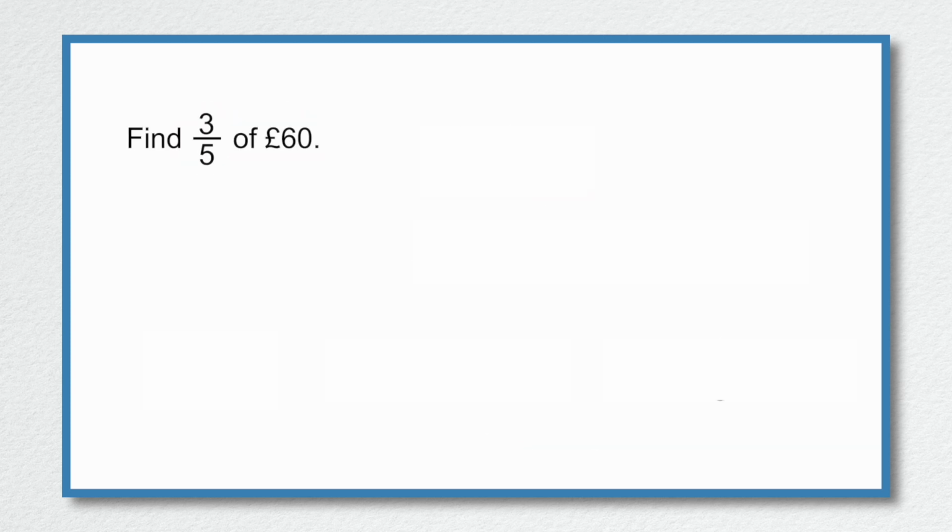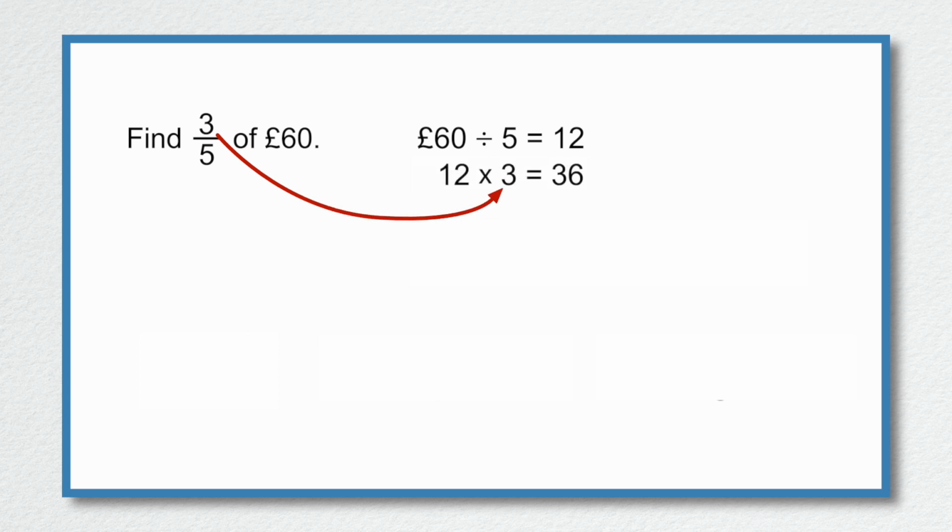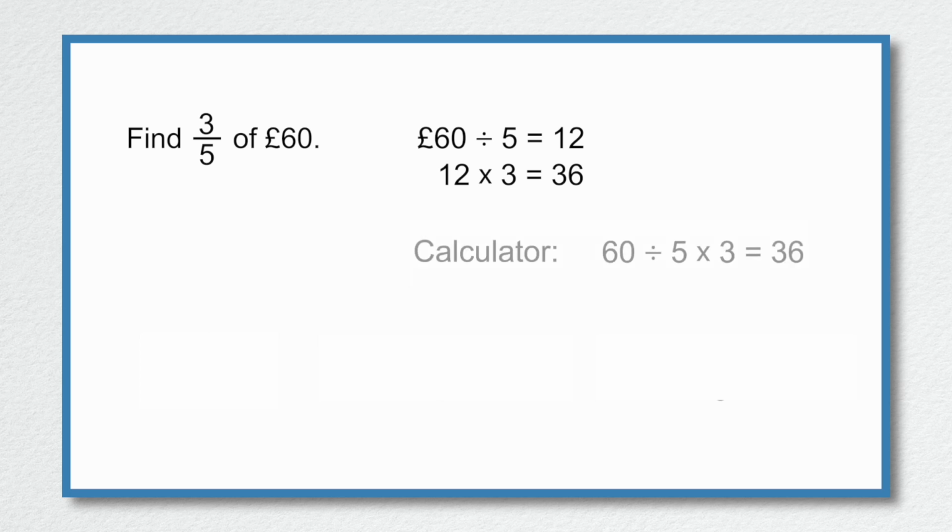Find 3/5 of £60. So we're going to do 60 divided by 5, and then multiply that answer by 3. Well, 60 divided by 5 is equal to 12. Now we do 12 multiplied by 3 is equal to 36. If this was in a calculator paper, you would type in 60 divided by 5 multiplied by 3, and you then get the answer 36.